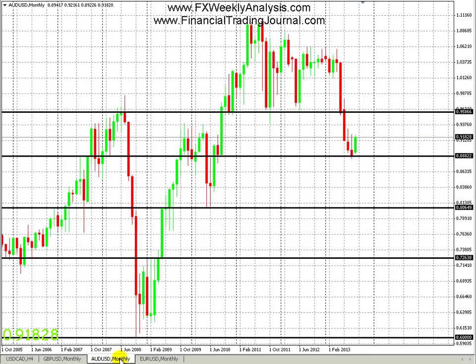Up next, we have the Aussie dollar. On the monthly chart, as I mentioned, the dollar strength was weakening, so obviously a huge reaction here on the Aussie, all things considered, especially since we dropped so much on the Aussie dollar in the past several months.